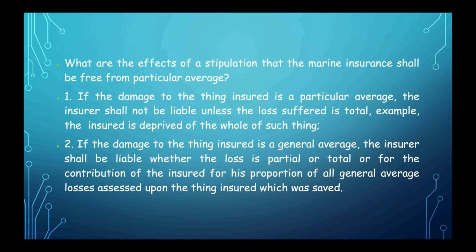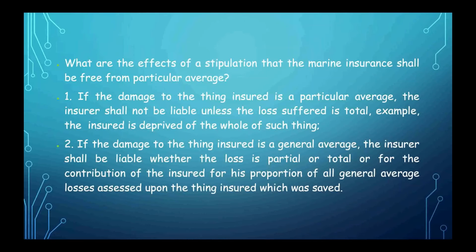What are the effects of a stipulation that the marine insurance shall be free from particular average? First, if the damage to the thing insured is a particular average, the insurer shall not be liable unless the loss suffered is total. Example, the insured is deprived of the whole of such thing.